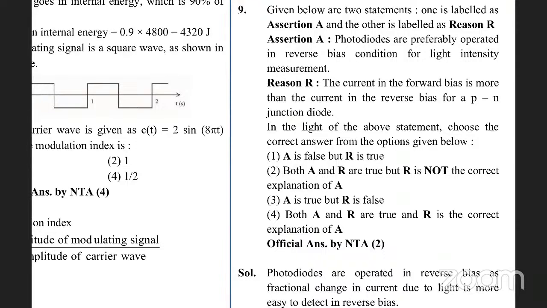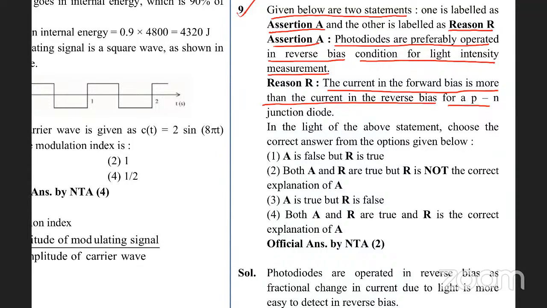Look at the 9th question. Given below are the two statements. The statement 1 is the assertion A, the other statement has reason R. The assertion A is: photodiodes are preferably operated in reverse bias condition for the light intensity measurement. The reason R is: the current in the forward bias is more than the current in reverse bias for a PN junction diode.